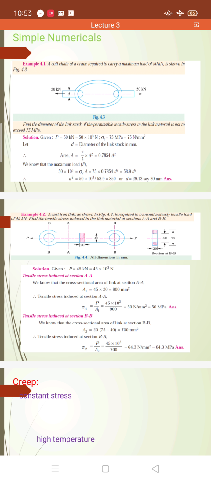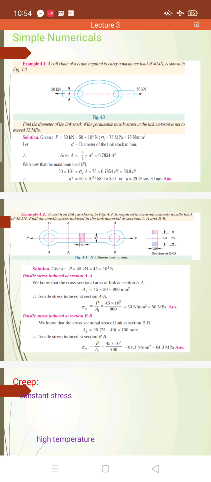The stress is given, so which type of stress is it? This is tensile stress, because we have already seen that two equal and opposite axial pull forces are known as tensile stress. Therefore sigma T is equal to 75 MPa, which is equal to 75 Newton per mm square. What should we find? We find the diameter of the link stock.